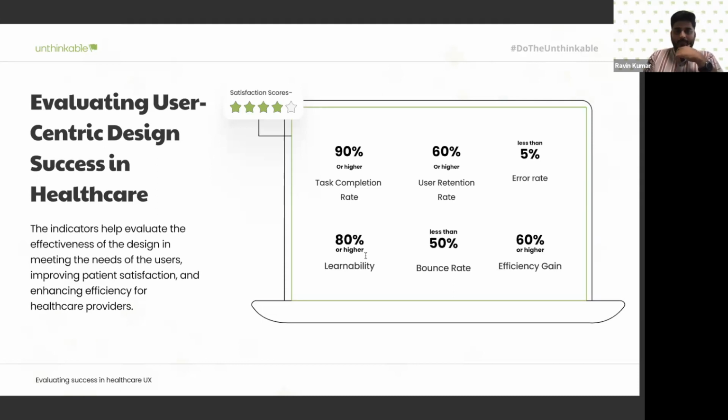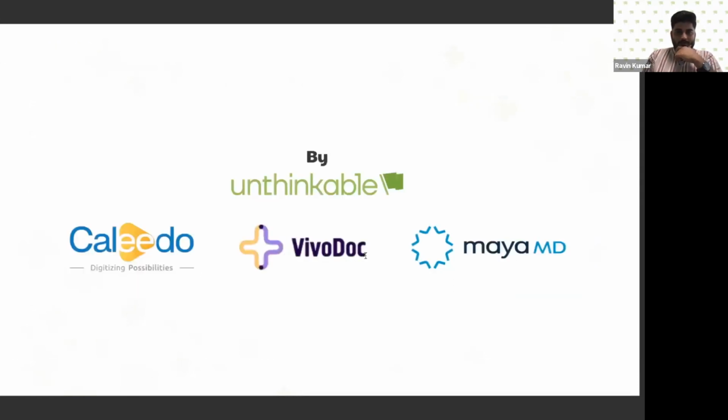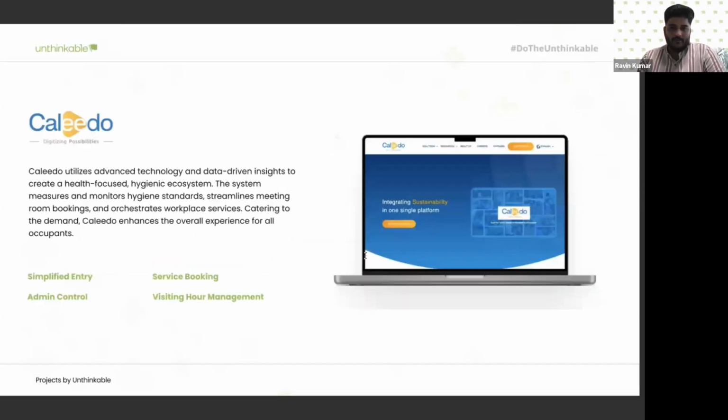Moving ahead with a few case studies from the house of Unthinkable. That is Calido, Vivodoc, and Maya MD. I will quickly talk about them. So Calido is, again, a healthcare provider, of course. They wanted to provide a safer, cleaner, and more well-rounded experience for all the occupants, like doctors and all the personas we talk about.